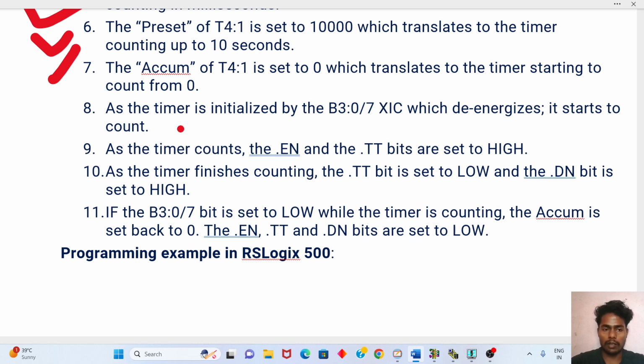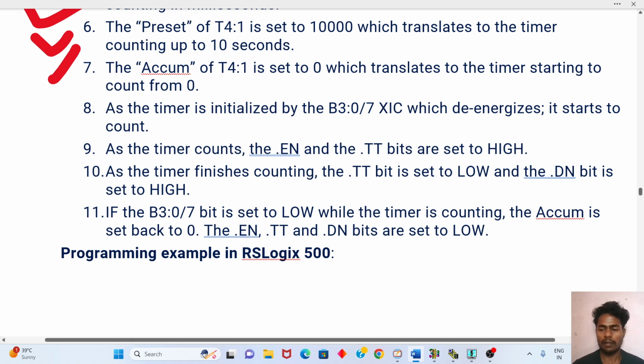When you stop the push button, the TT bit will be high as the timer counts. EN and TT bits are set to high. After the time is complete, the EN and TT bits will go off and the done bit will be high. As the timer finishes counting, the TT bit is set to low and the done bit is set to high.